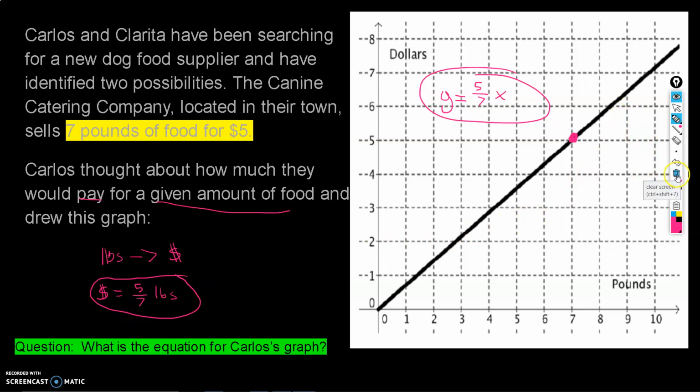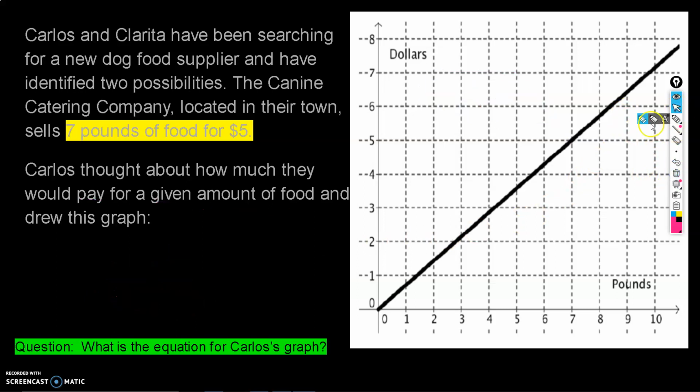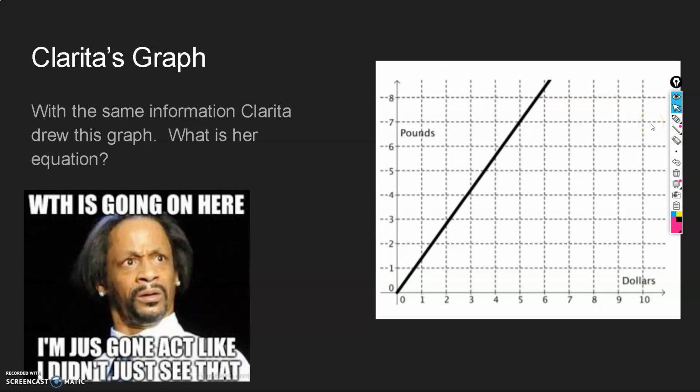So that's Carlos. If you give me pounds, I can tell you money. Clarita, on the other hand, has decided she's going to go about this an entirely different way. With the same information, Clarita drew this graph. What is her equation? Notice she has dollars on the x-axis and pounds on the y-axis. So given the same information, 7 pounds of food is still going to cost $5. Here's our point: $5, 7 pounds of food, still the same thing.